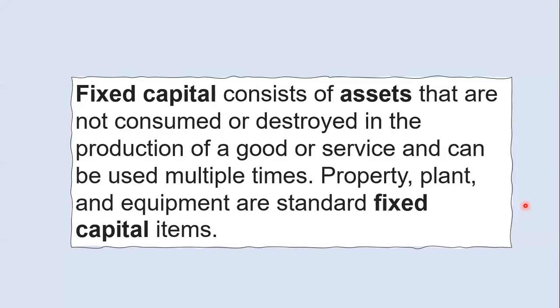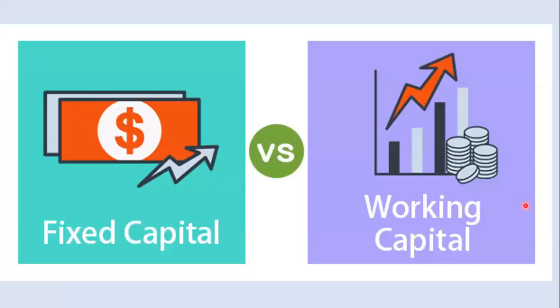They are assets consumed or destroyed in production of a good or service, and can be used multiple times. Examples: property, plant, and equipment. All right. We had some differences. I'm not going to stop explaining all of them. But let's remember that on the left, we have the explanation for fixed capital, and on the right, we have working capital. Basically, fixed capital is like big things that you use to produce constantly. They're really hard to sell very fast, and you cannot make them cash immediately.